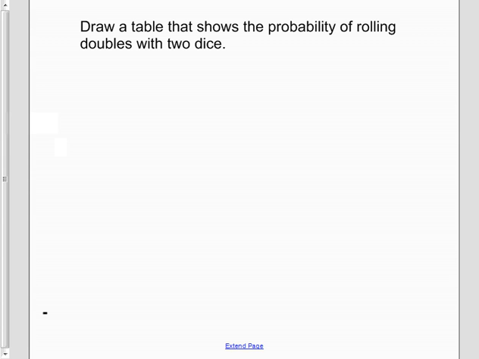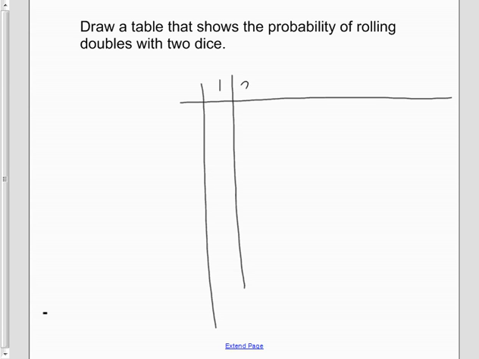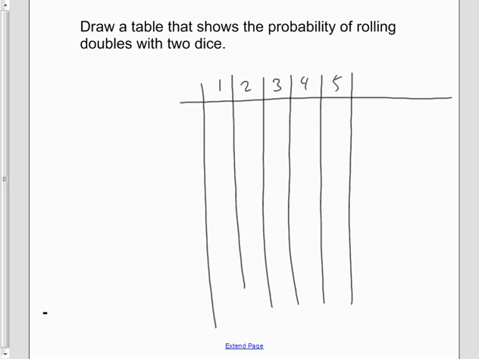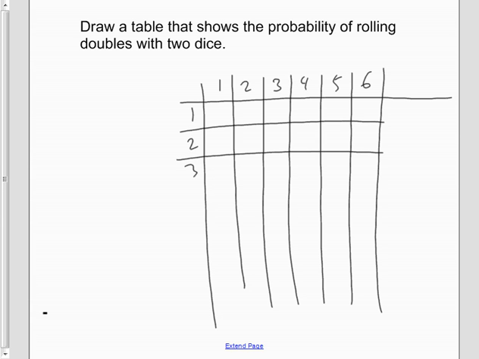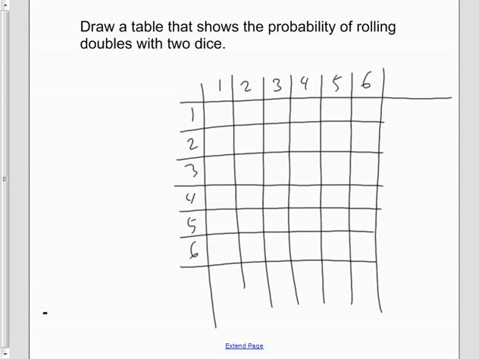And try this one. It says draw a table that shows the probability of rolling doubles with 2 dice. So if I was to say doubles, what's the table? A standard dice has 6 numbers, so I'm going to put 1, 2, 3, 4. You could interpret it as being a different dice, but that would be weird. So this would be a table that shows all the different possible combinations. And all the ones that are doubles would be ones like this: 1, 1, 2, 2, 3, 3, 4, 4, 5, 5, and 6, 6.